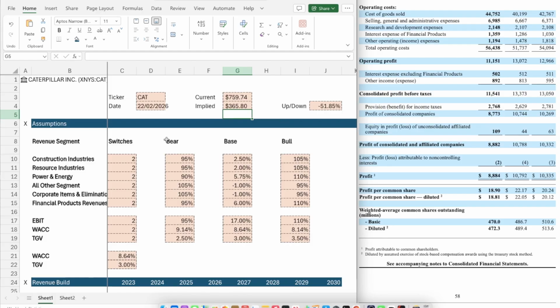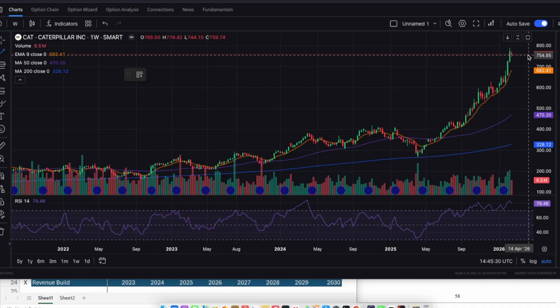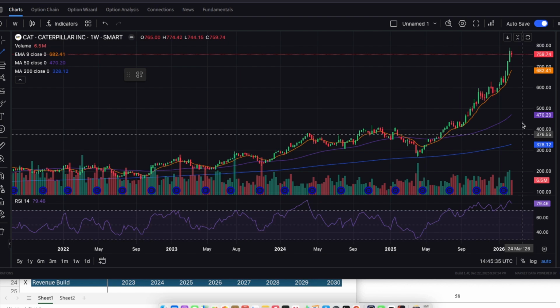Okay, so the base case for this, if we're looking at these forecasts for the revenue and the EBIT, would be about $365. That's about a 50% drop from where it is now. Let's just have a quick click on here. And I guess one thing you can say is that that would give it a fair value pretty much between the 50-week and the 200-week moving average.